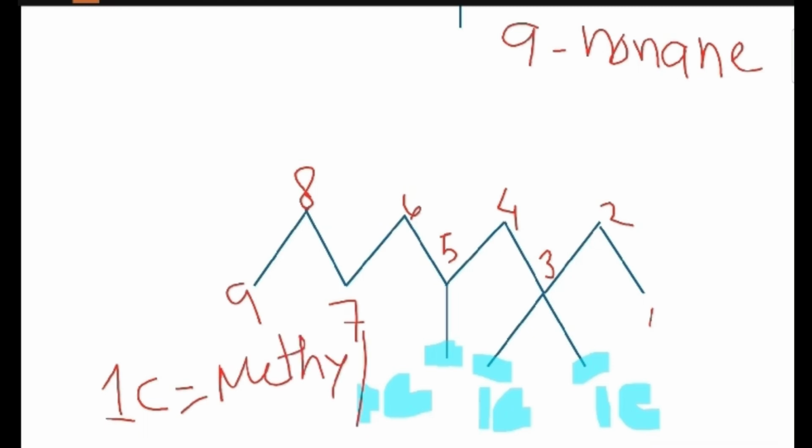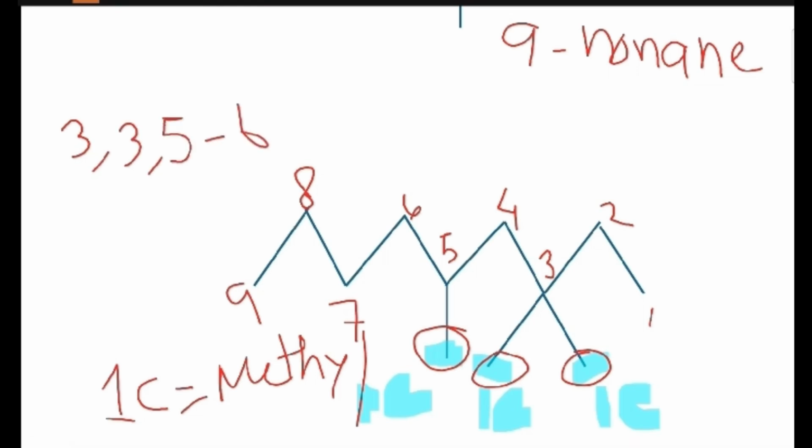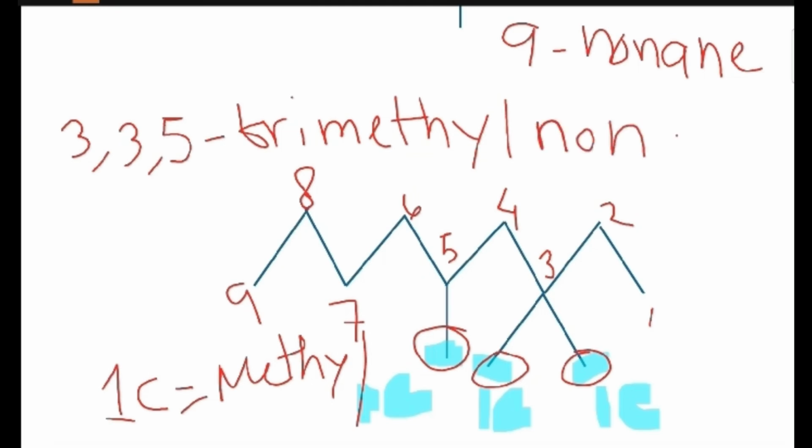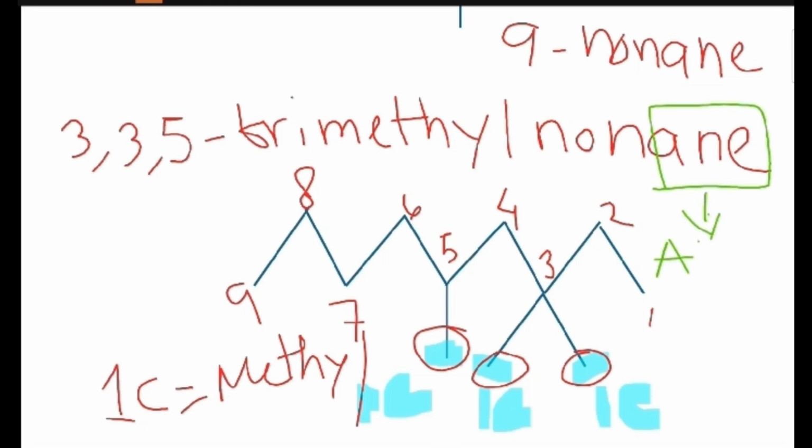Since there is no other group than methyl, rule number 4 does not apply here. So the name will be 3,3,5 trimethyl nonane. Ane because there are only single bonds in the entire compound. Non because the parent chain has 9 carbons.